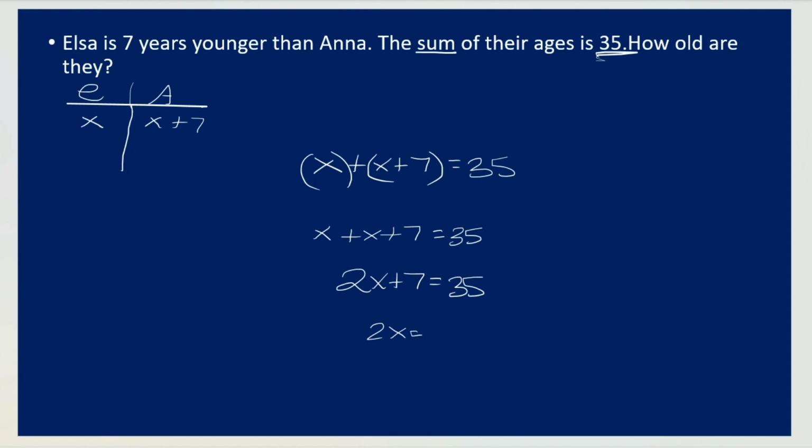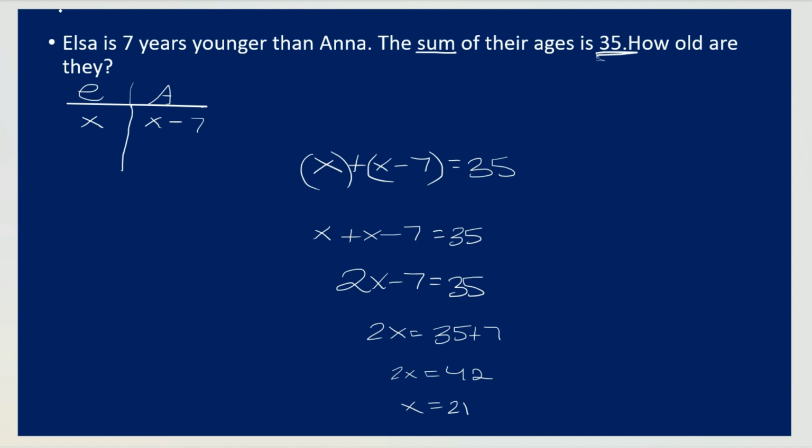Okay, so sorry guys. Here it says Elsa is 7 years younger than Anna, so this has to be subtraction. Sorry about that. Okay, and now this is the correct way. So now 2X equals 35 plus 7. 2X equals 42. X equals 21.